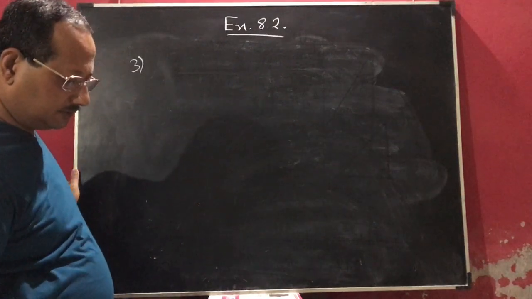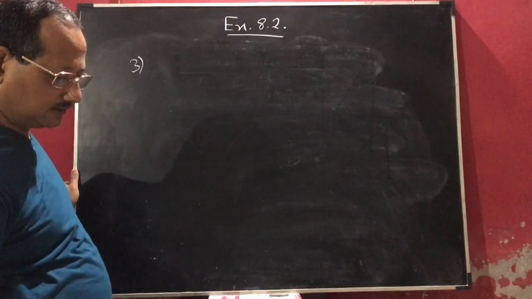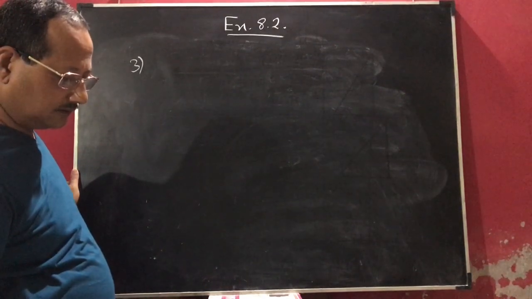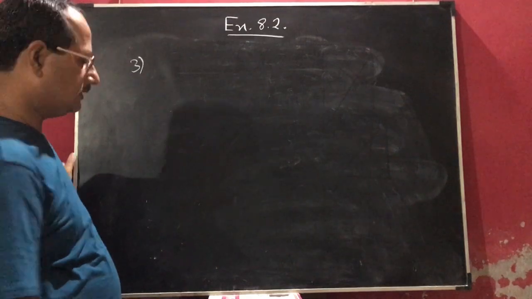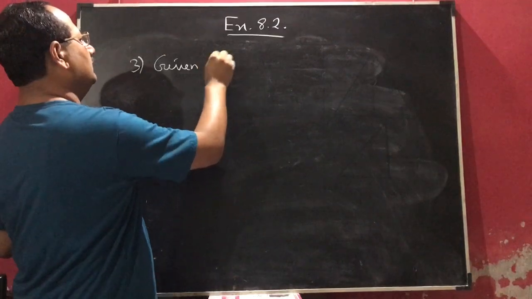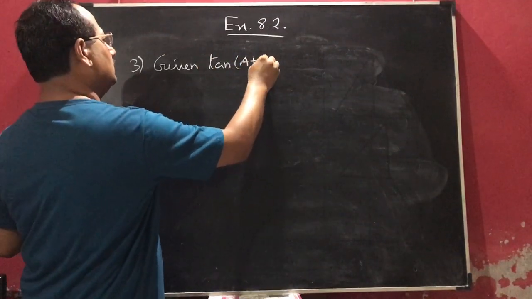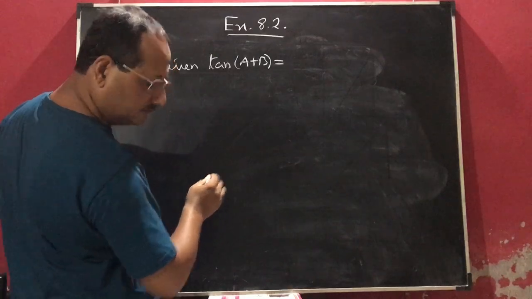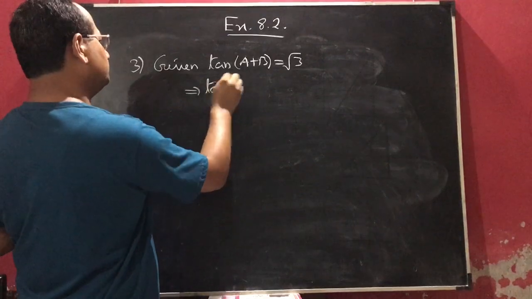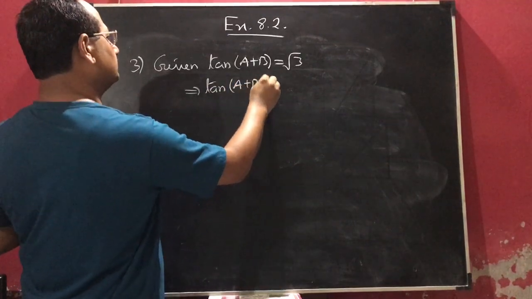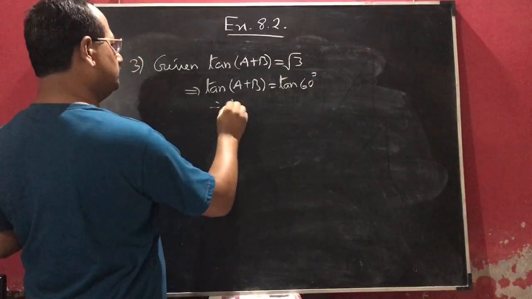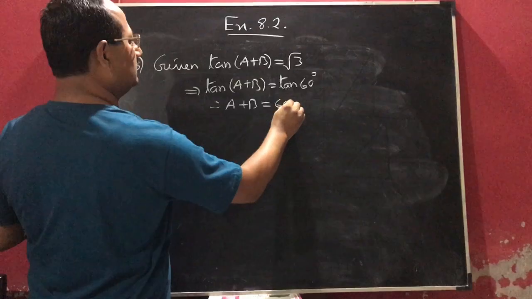If tan(A + B) equals root 3 and tan(A - B) equals 1 by root 3, where 0 degree is less than or equal to A + B, which is less than or equal to 90 degree, and A is greater than B, find A and B. So given tan(A + B) equals root 3. Now tan(A + B) equals tan of 60 degree. Therefore A + B equals 60 degree.